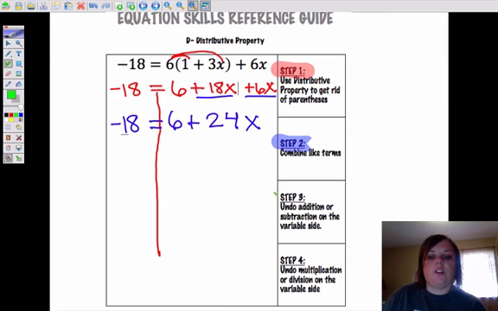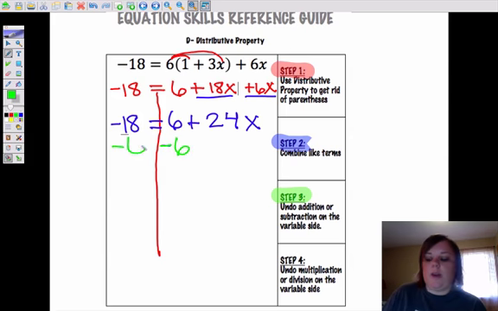Okay, for step 3, I need to undo the addition or subtraction on the variable side. Now we're down to a 2-step equation. So I need to get rid of this constant here. Remember, when we're solving for x, we kind of work away from the x in. So I need to get rid of this positive 6. So to do that, I subtract 6.